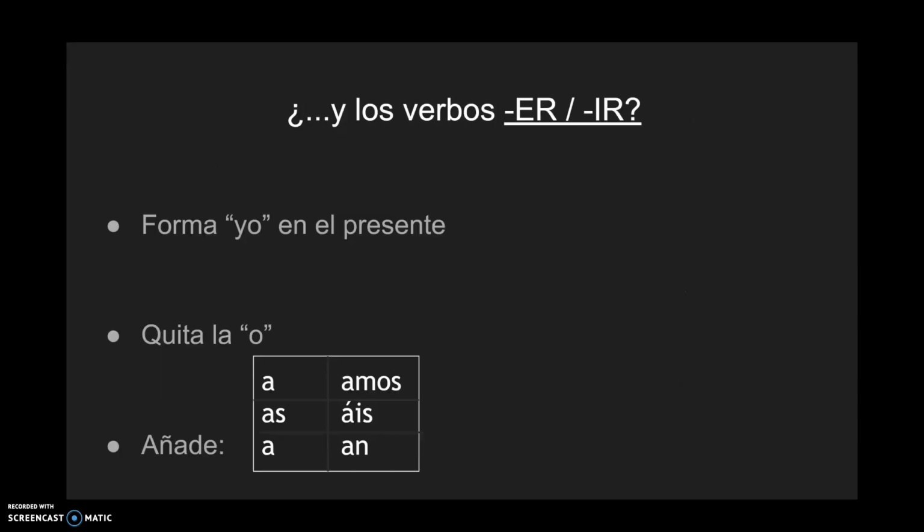Para los verbos ER y los verbos IR, same type of thing. Yo form of the verb in the present, quita la O, get rid of the O, and you're going to add the AR endings. So vas a añadir a, as, a, amos, áis, y an.